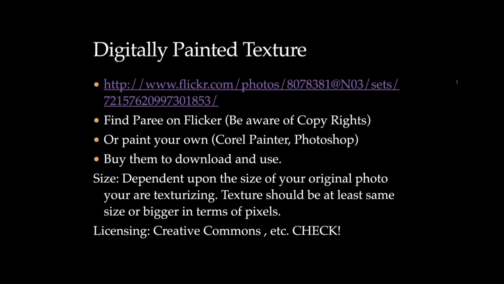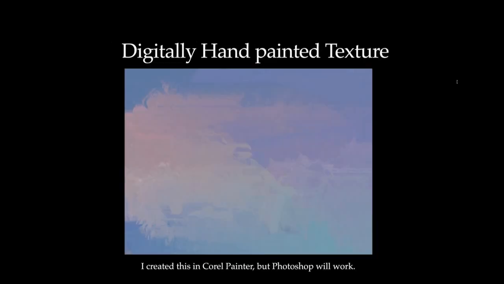You can paint your own digitally. I use Corel Painter or Photoshop, or you can buy them and download them. The size of them is usually pretty good sized, maybe 6,000 by 8,000 pixels. This depends. When I make them, that's about how big I do it. But it needs to be about the same size in terms of pixels as your photograph to let them blend well together. This is a digitally hand-painted texture that I created in Corel Painter. Again, Photoshop will work to do this if you have it.